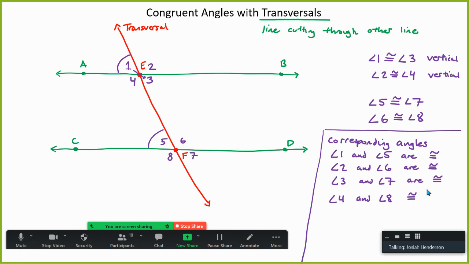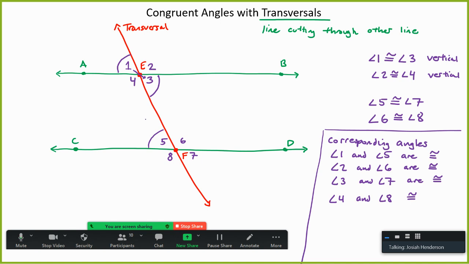Now check this out. Because we have the vertical congruencies, like angle 1 is congruent to angle 3, they're vertical, but then we said, okay, corresponding angles are congruent. That means that angle 5 and angle 3 above it, they're not vertical to each other. Look at angle 5 and angle 3. They're not vertical, right, at all.